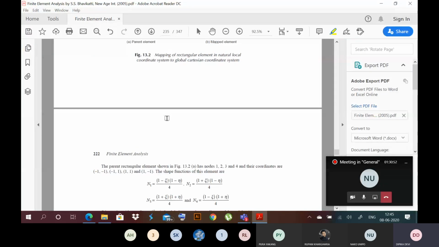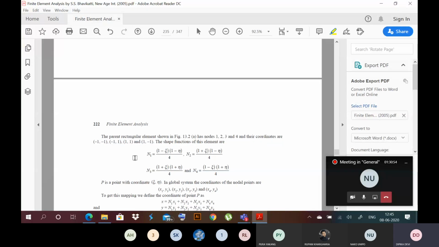So what are the shape functions? N1 is equal to (1 minus xi)(1 minus eta) divided by 4. I told you the trick to remember. The node 1 coordinate is (-1, -1), so shape function 1 will be (1 minus xi)(1 minus eta) divided by 4. Then node 2 has coordinate (1, -1), so N2 is (1 plus xi)(1 minus eta) divided by 4.